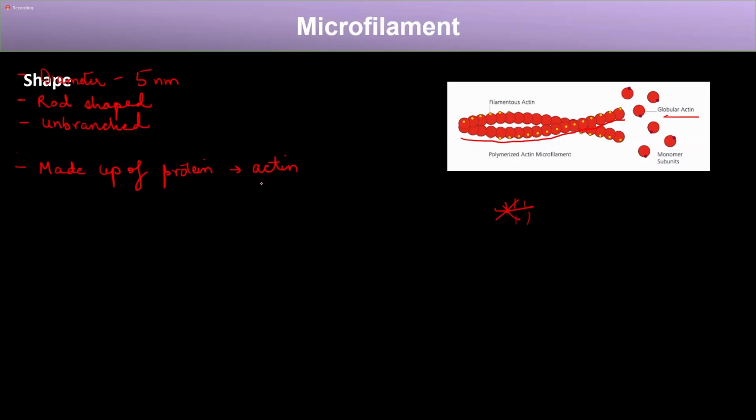Now, if we talk about the nature of the actin protein, they are contractile in nature. So what do we mean by contractile? It can undergo contraction and relaxation, right? And hence these actins are major components of our muscle cells.